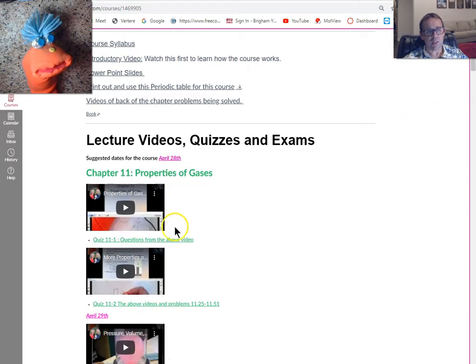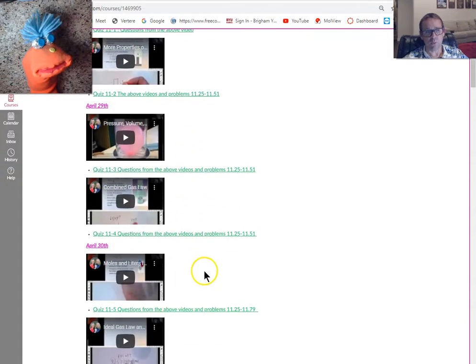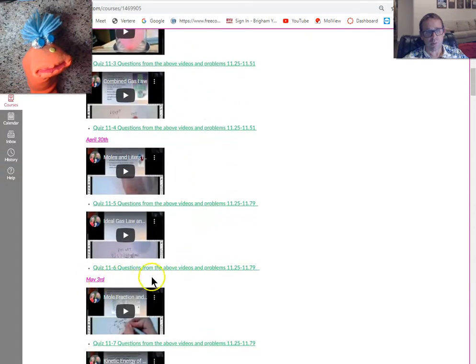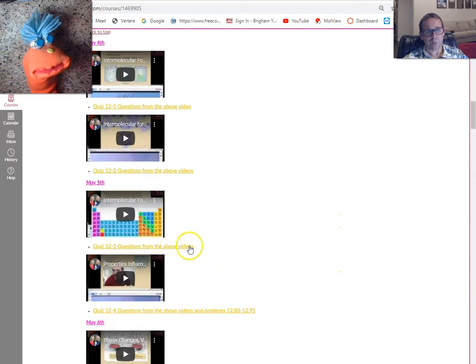These pink dates here are guides so that you can try to stay on task if you want to use them. It's basically spread out throughout the course. But yeah, you need to stay on top of things, okay? You need to set your own schedule and be in charge of getting stuff done.